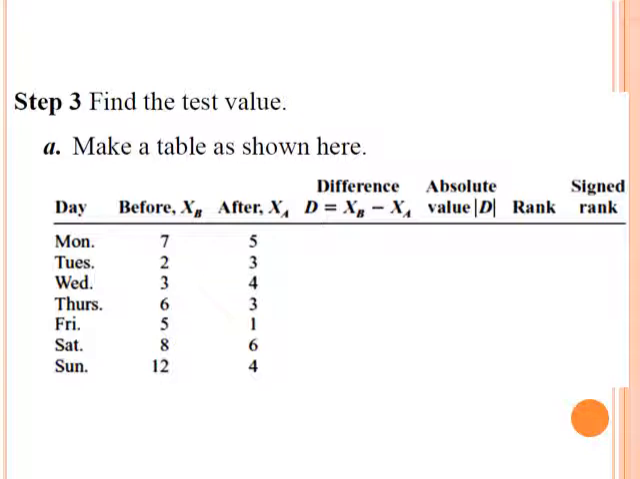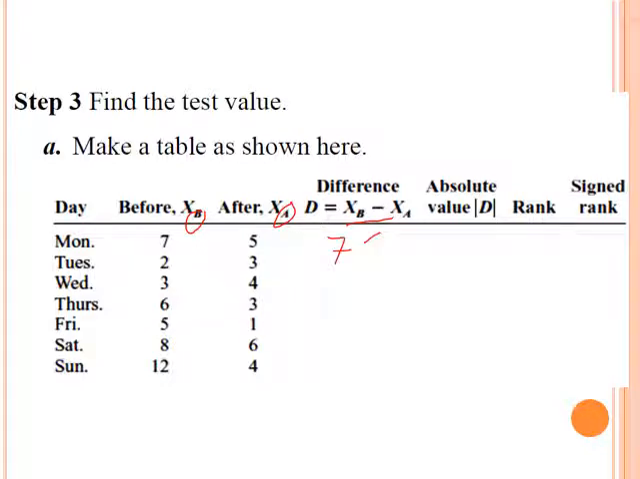The first one that we will make is a table like this. We already have the before values for 7 days and the after values for 7 days also. In the first column, we will get the difference between XP, noted for the before values, and XA, noted for the after values. We will get the difference XP minus XA.